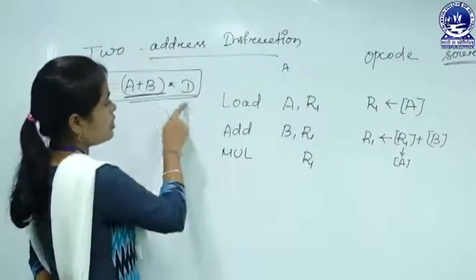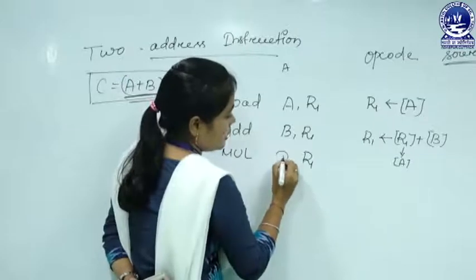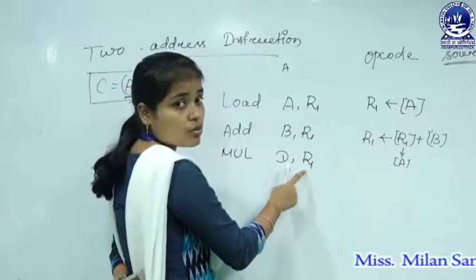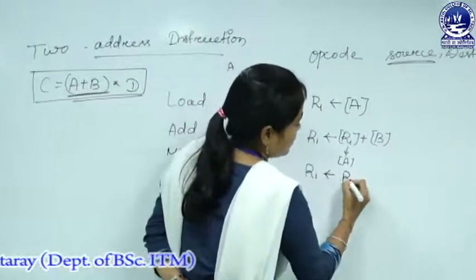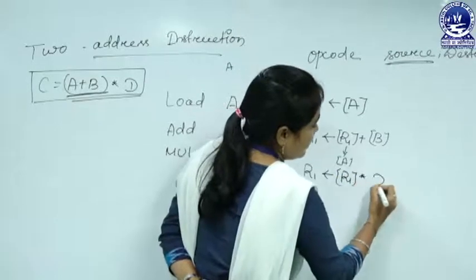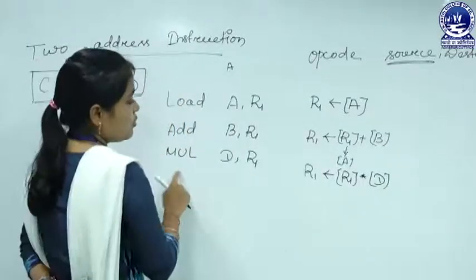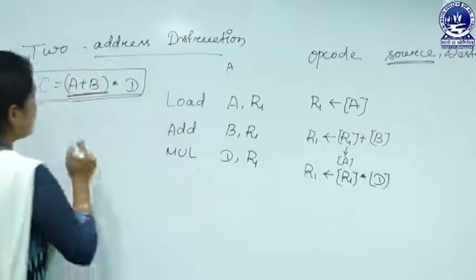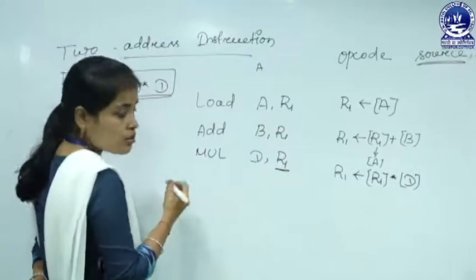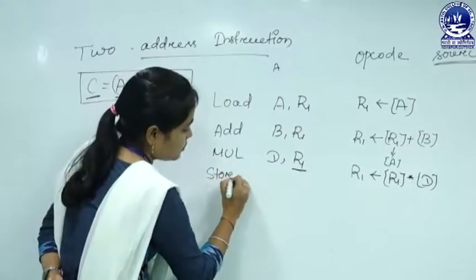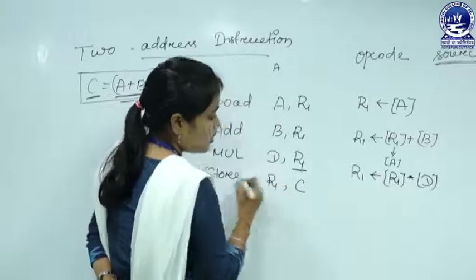So, multiplication is done on the register R1 content and D, that is, multiply D with the content of R1 and store that result in R1. Now, R1 contains the content of R1 multiplied by the content of D. After the multiplication operation, we have to store the result in C, and now the result is in R1. So, when I am writing the store operation, the destination is C and the source is R1.